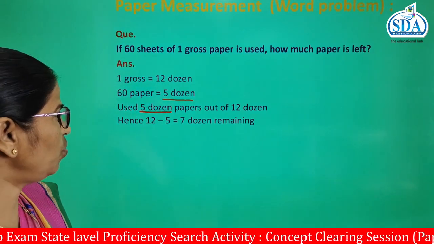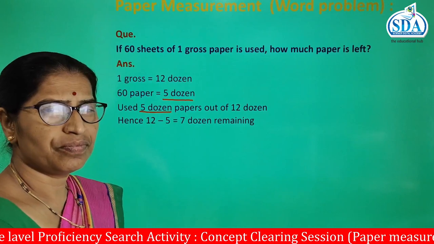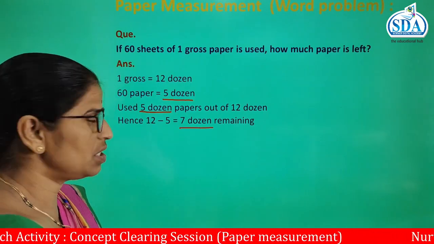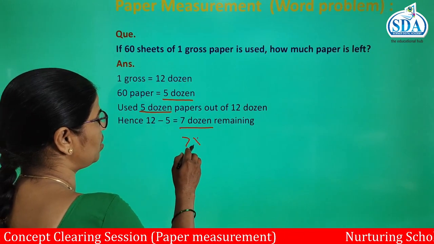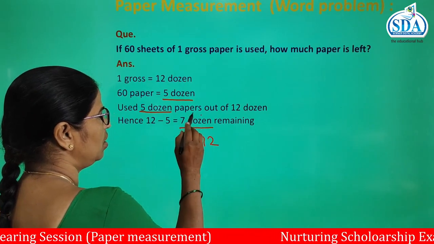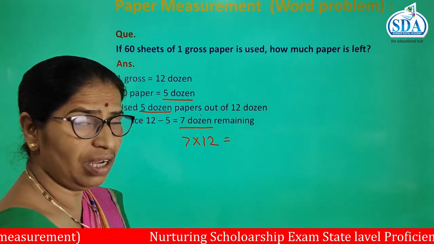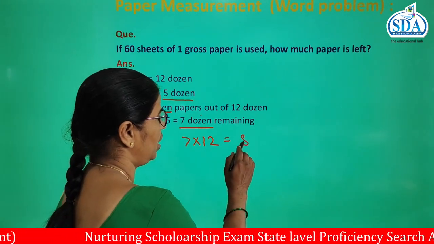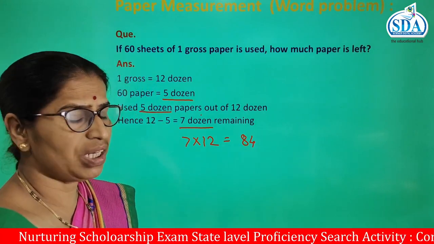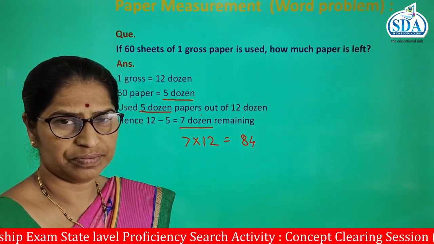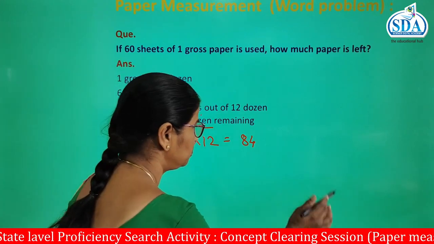If you want to express your answer totally in papers, we have to multiply 7 by 12, because a dozen means 12. So 12 sevens are 84. 84 papers are remaining out of 1 gross of paper. Is it clear?